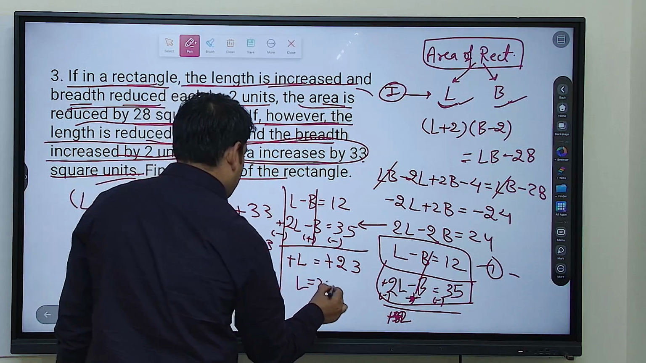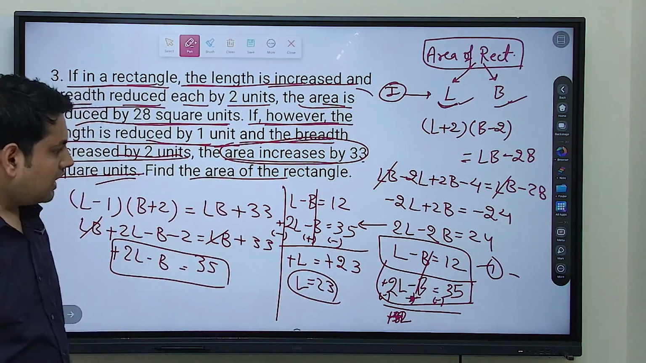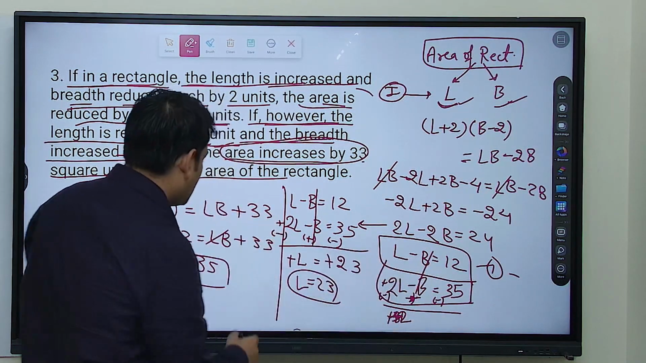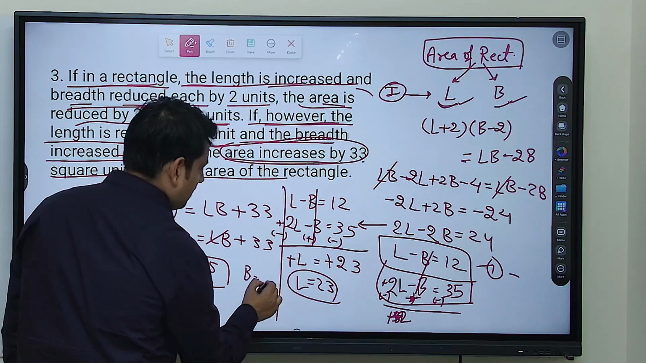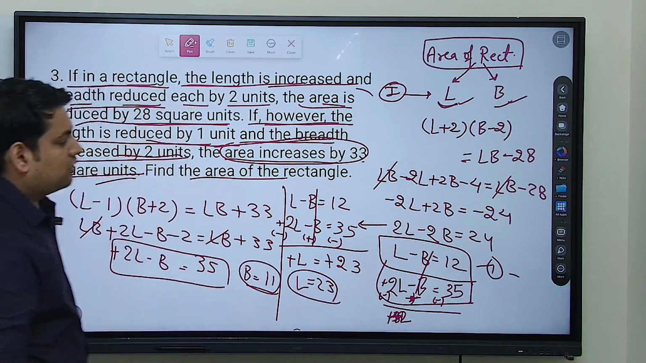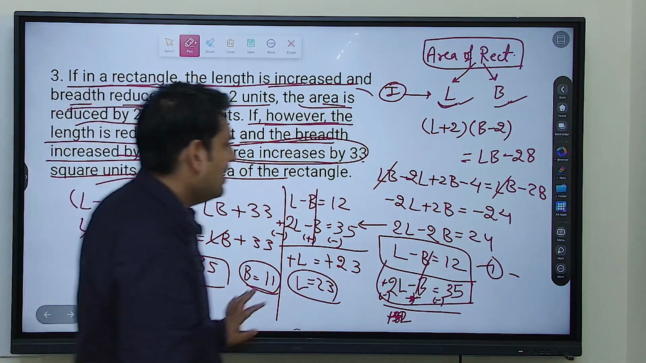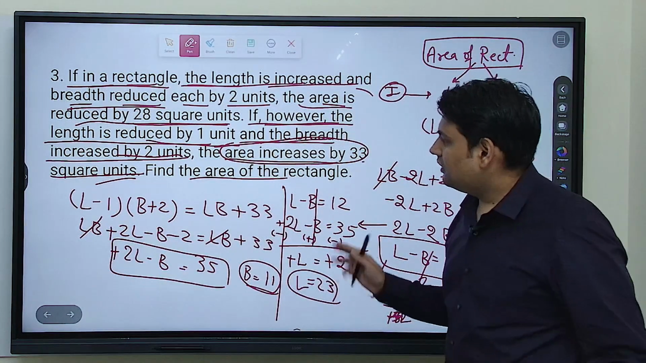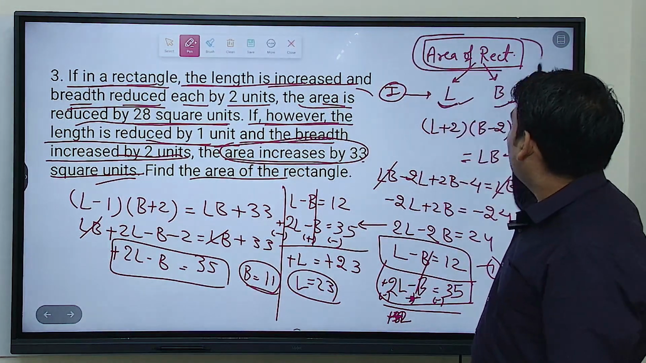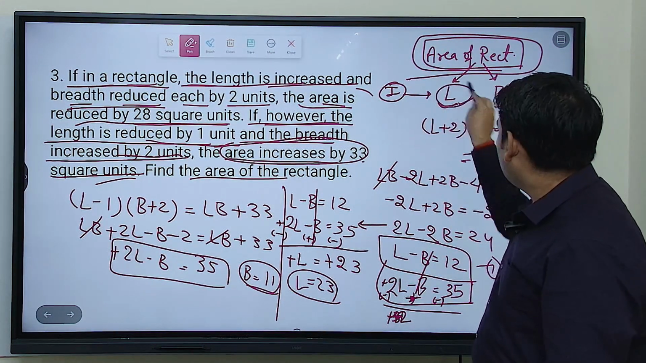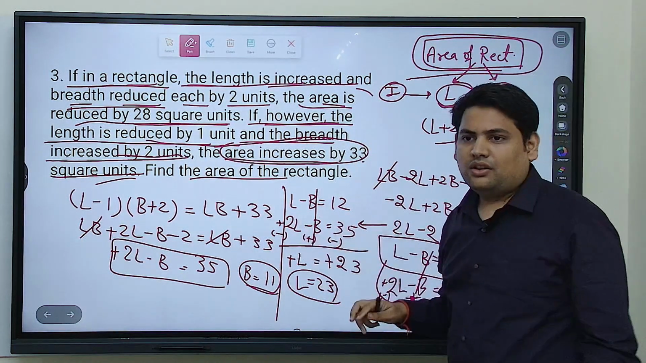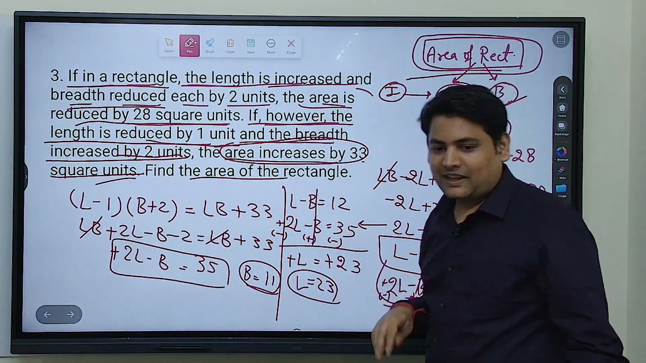L comes out to be 23, and from this you can calculate your breadth also. So 23 minus B is equal to 12, and if you subtract, you will get breadth as 11. This is how you calculate. Calculation you can always do. The thing is that you are able to formulate the equation. First thing, read the question, see what you have to find, assign variables to it, length and breadth, and then just try to find the two equations that will form. Then solve those equations, you'll get to the answer.